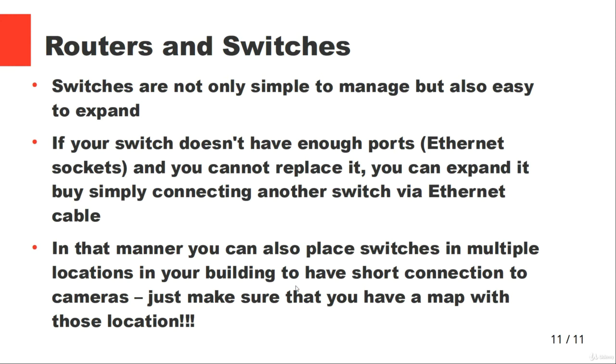So you can have one switch on each floor and one in the comms room, with the cameras on each floor connected to the switch on that floor, and then that floor switch connected to the main switch in the comms room. That way the distance between the switches and the cameras will be way below 100 meters.